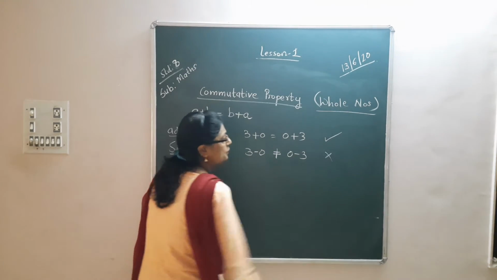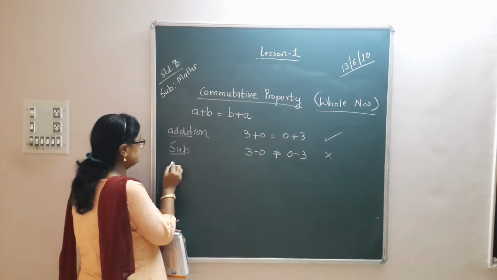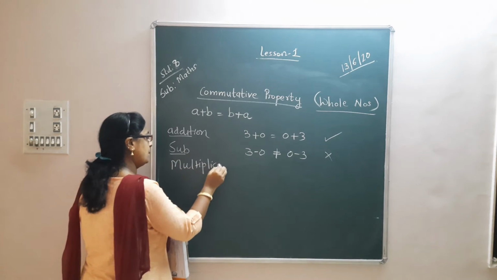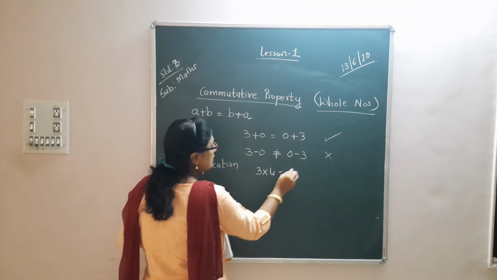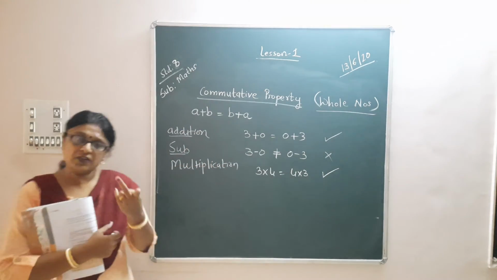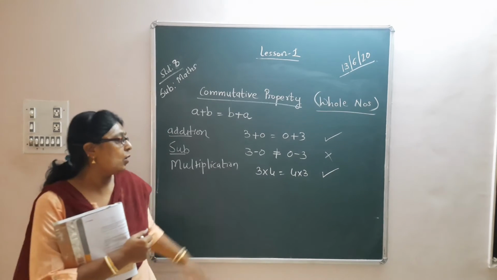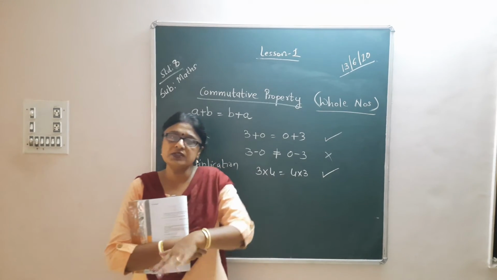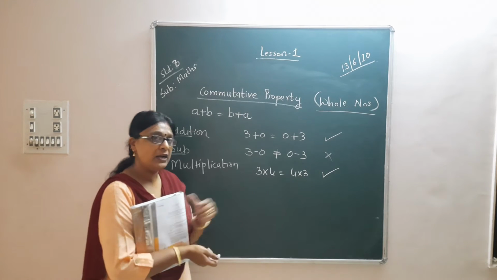So it is not true for subtraction. Similarly, for multiplication, 3 multiplied by 4 is equal to 4 multiplied by 3. So it is true, right? When I reverse the order of any two whole numbers and do the multiplication, what is the result? The result is the same. 4 3s or 3 4s, your answer is going to be 12. So it is true for multiplication.